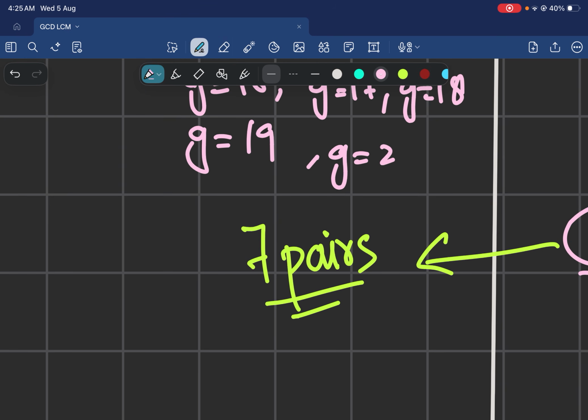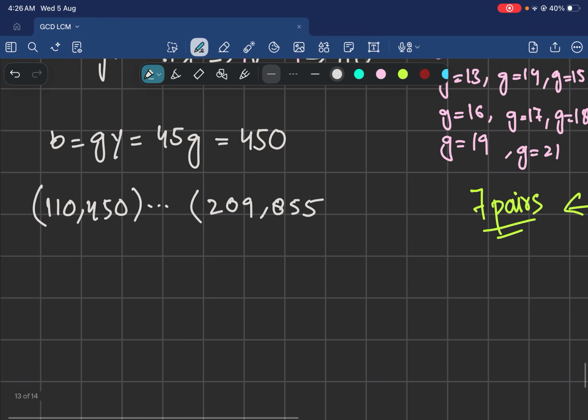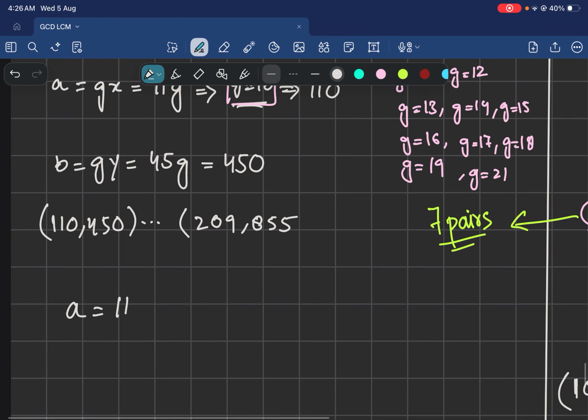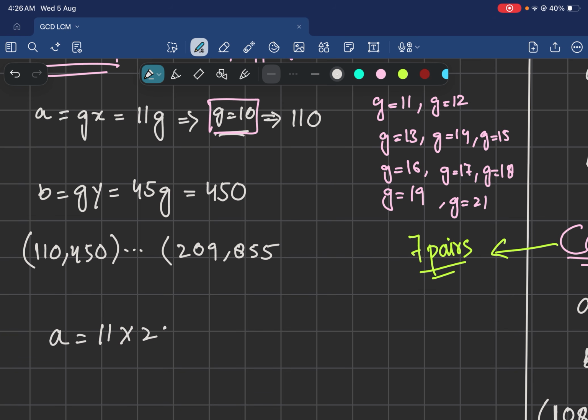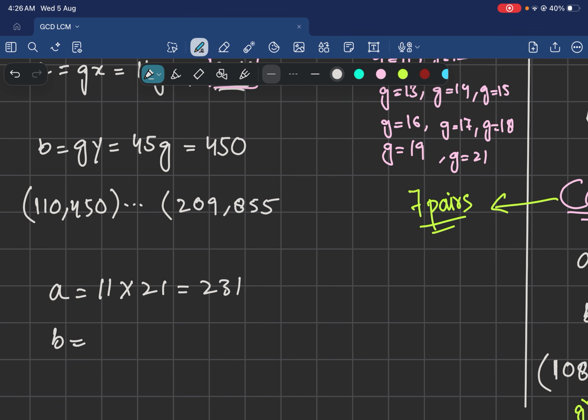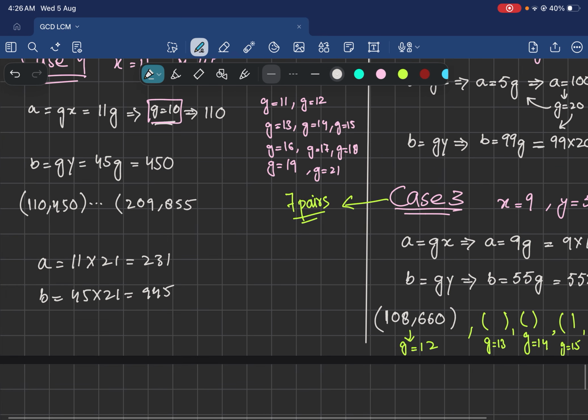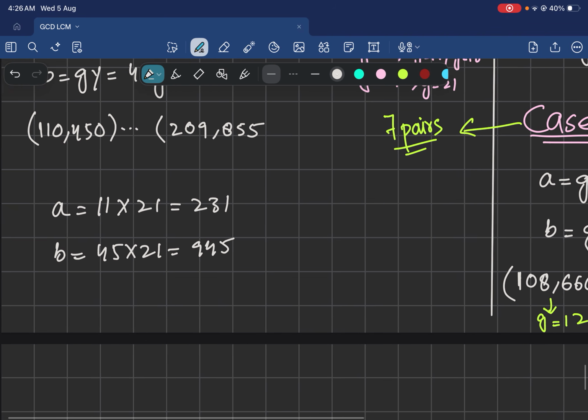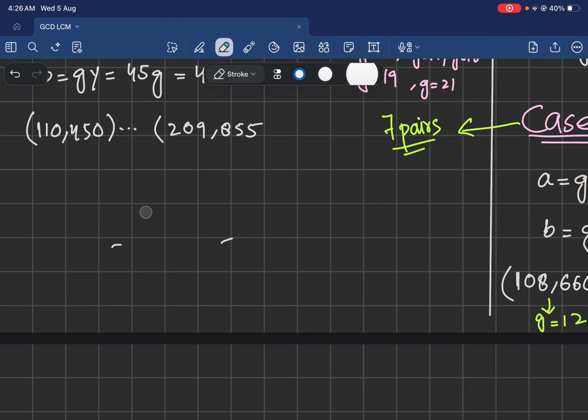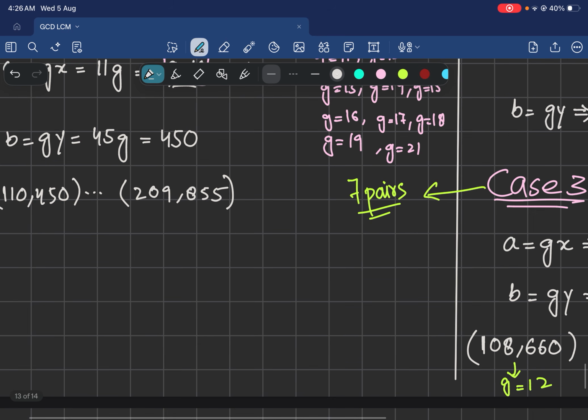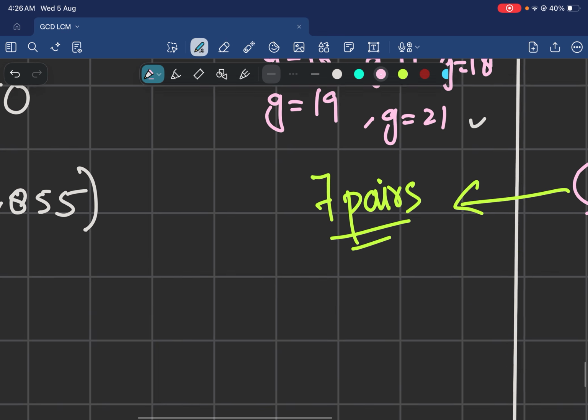So let me try g of 21 and see if it works. If g is 21, then 11 into 21 would be 231. This is a valid value. Now for b, 45 into 21 is 945. So this is a valid pair as well, 231 and 945. So g of 21 works as well.